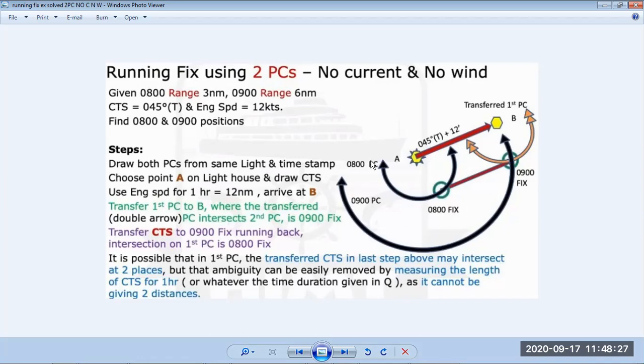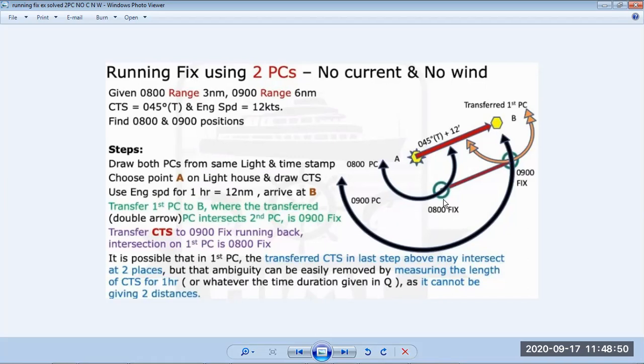Now, as you remember, when we are given position circle for the initial, we always draw the course to steer from the lighthouse. So this is the lighthouse. We draw course to steer 045 into 12 knots, that is the engine speed, and wherever it cuts, we get this point B.